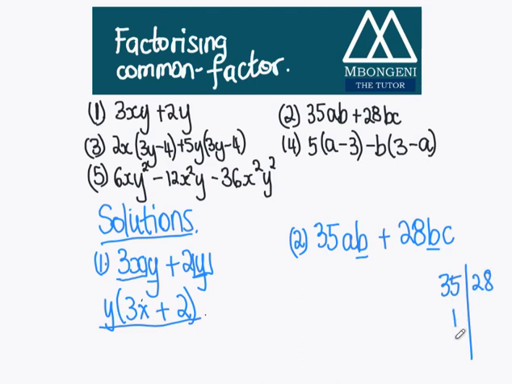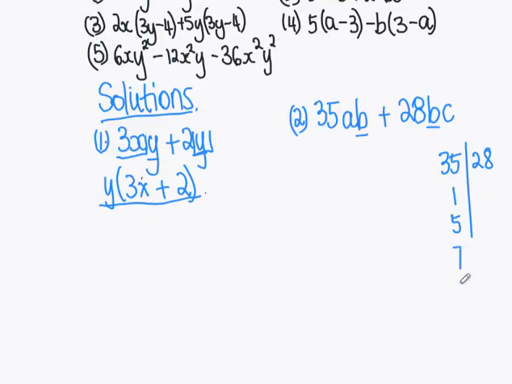So for 35, we have 1, 5, 7, 35. And then here for 28, we have 1, 2, 7, 14, and there's a 4, I believe, somewhere here. All right, so we can see that 7 is common in these two, right? So we take 7 as a common factor. 35 divided by 7 is 5. So here we will have 5.